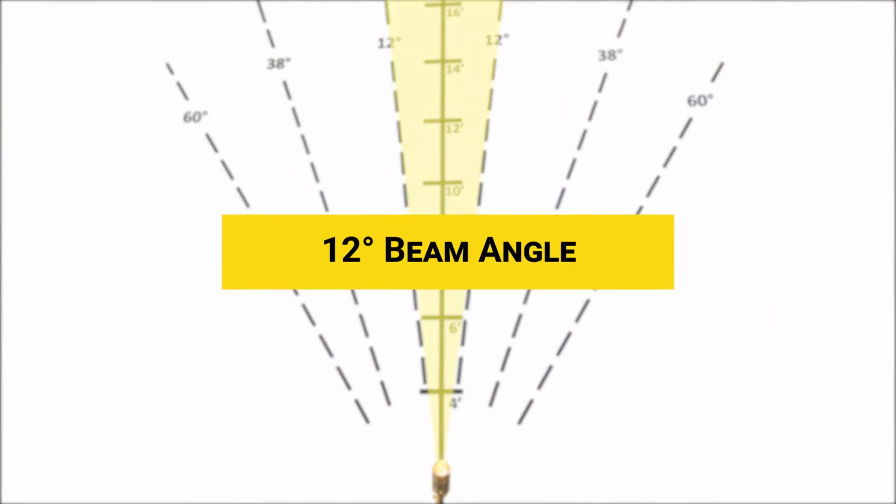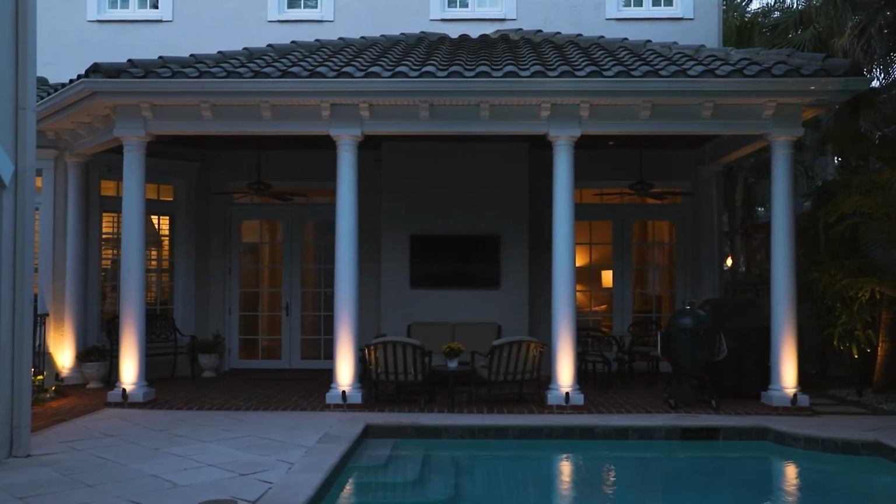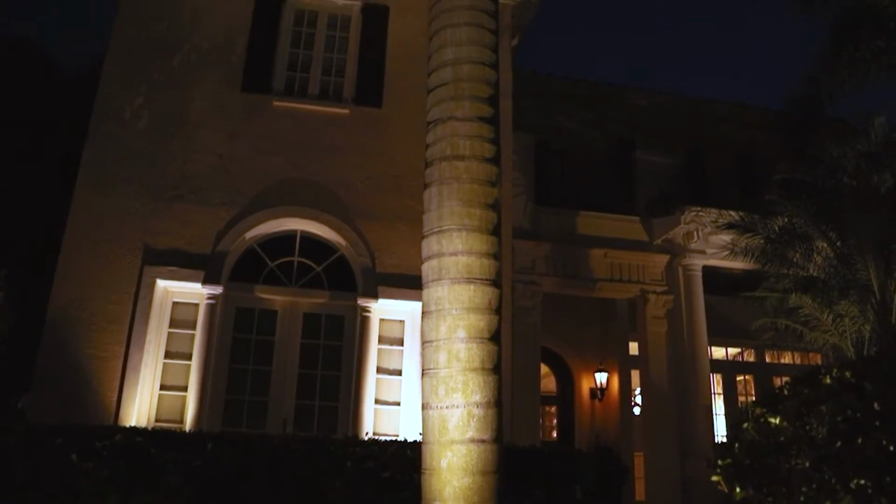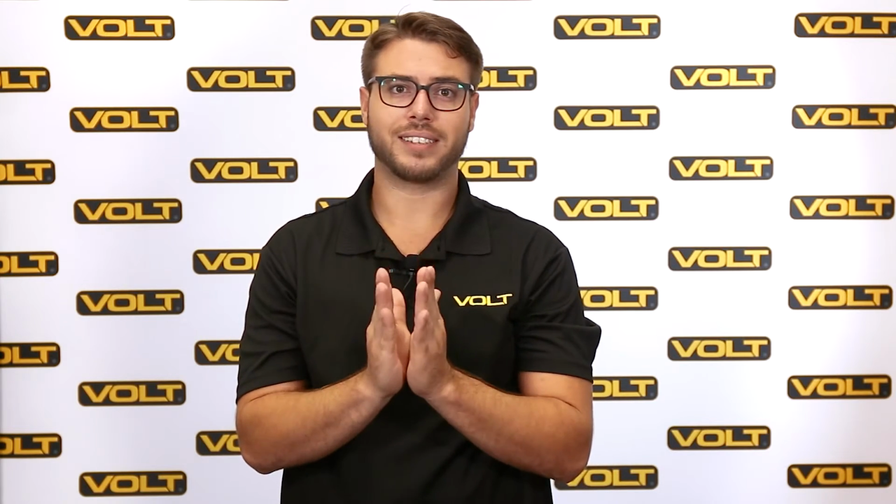Our narrowest beam angle is 12 degrees. This angle is used for flagpoles, columns, or very tall palm trees. One thing to keep in mind is that since this angle is so narrow, the luminescence is very high. Depending on the application, you may need to lower the output to prevent spots of very intense light.